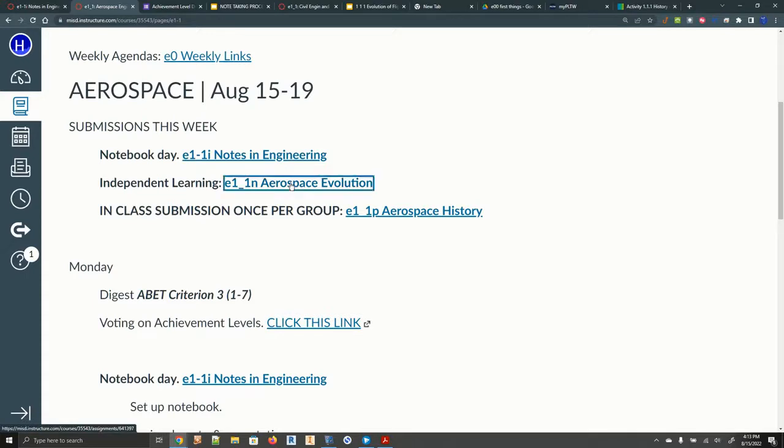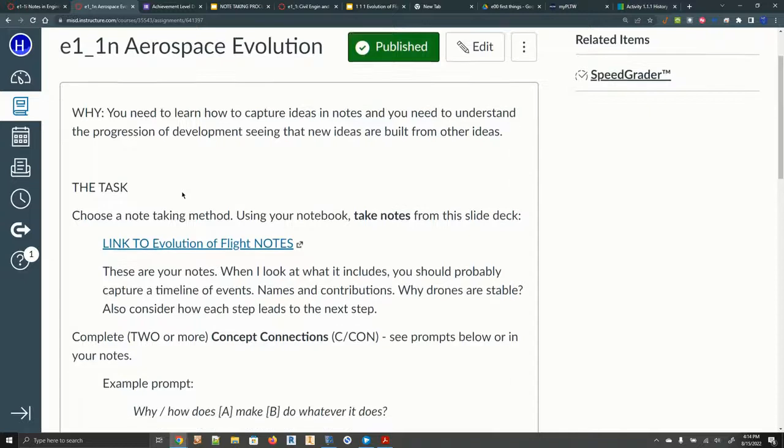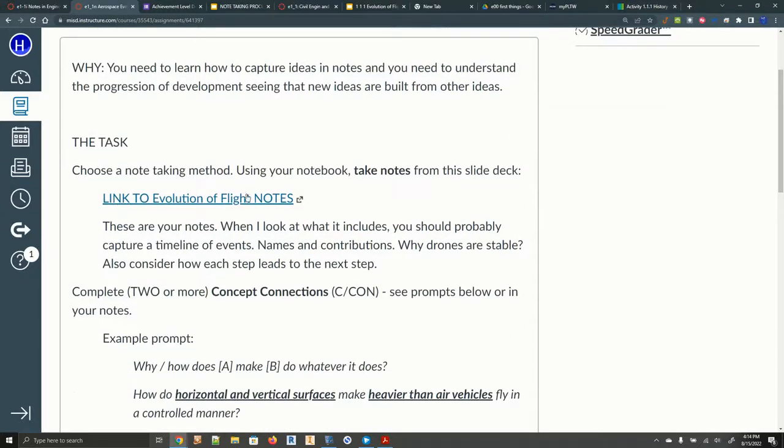Let me go ahead and open this as an example. So I explain why you need it, and then I give you a link to some information. In this case, they're looking at the evolution of flight. Civil engineering and practicum are looking at different things, but the strategy is the same. You're going to read this and take notes in your notebook, okay? In here, I will give you some questions or prompts because right now we're just getting started. I'm going to give you a few things to think about.